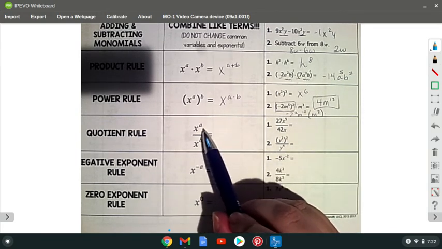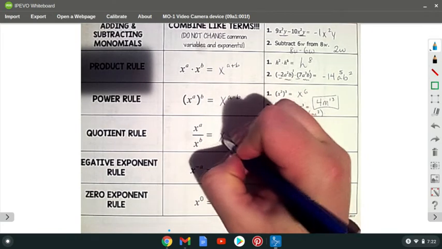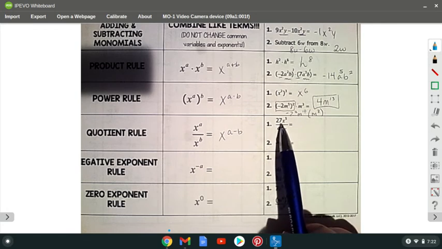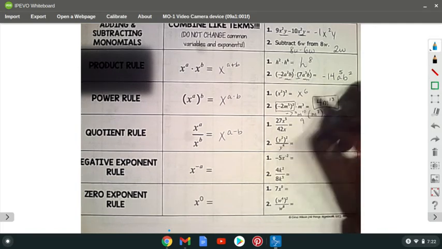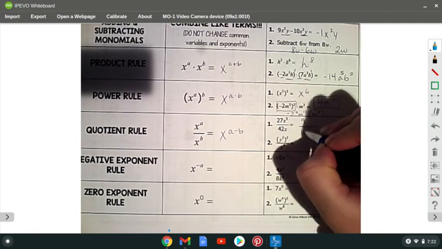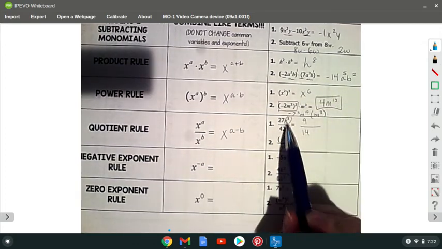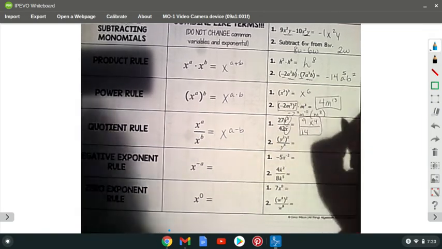The quotient rule, I'm dividing the bases. So I'm going to subtract the exponents. So this would be x to the power of a minus b. When I'm doing that over here and I have coefficients like in number 1, I need to simplify that. So I want to find a greatest common factor here. I know that 3 goes into both of these numbers. So if I divide 27 by 3, I get 9. 42 by 3, I get 14. And then I'm going to subtract these exponents because they are dividing. So I'm going to do 5 minus 1 to get x to the power of 4.